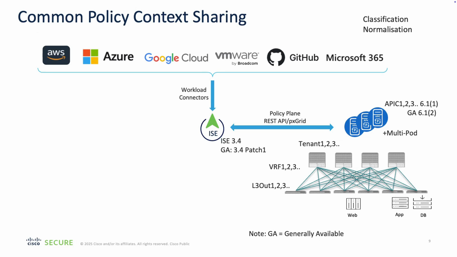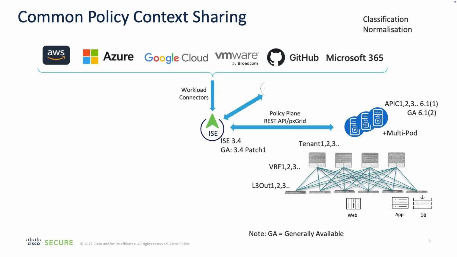As well as that, common policy, as I said, are using these external workload connectors, for example, to connect to cloud providers, AWS, Azure, GCP as examples. And this allows us to learn the IP addresses of these workloads, as well as different attributes. And we can use this information to create IP to group bindings or mappings. And with that information, we can then share that with other domains.